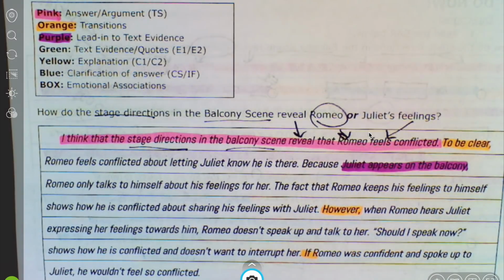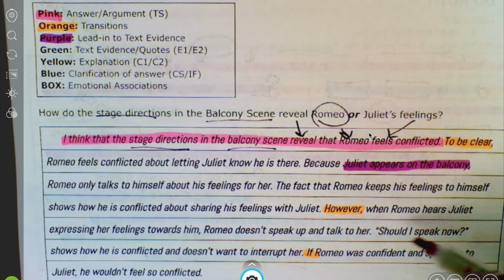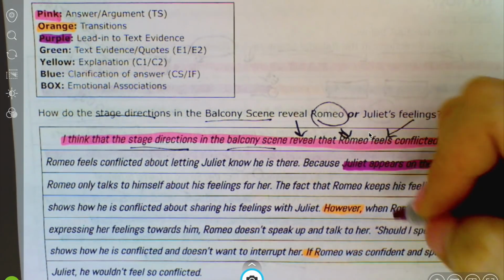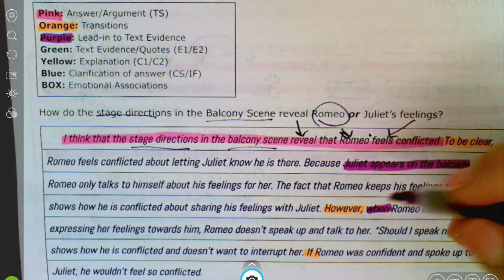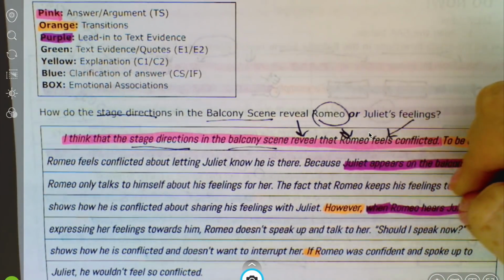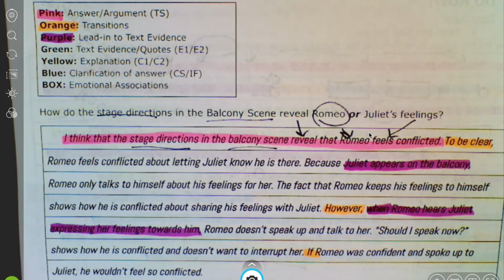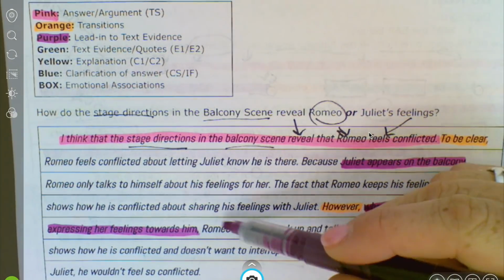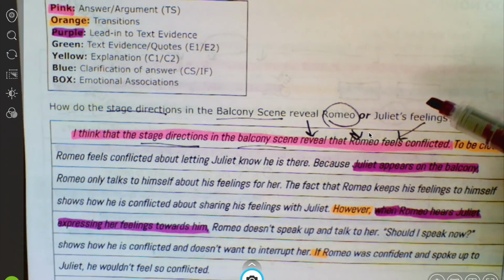All right, and then I don't see a quote in there either. I'm going to go down and see if I can find a quote. So I do see a quote down here, and if I look ahead of that in that sentence, I see that word "when" that I liked in that first SAR that we saw in the warm-up. So I'm going to highlight "when Romeo hears Juliet expressing her feelings toward him." That is definitely part of an introduction or a lead-in to a quote. But then this part is not a quote, all right? So I'm not going to highlight that yet.